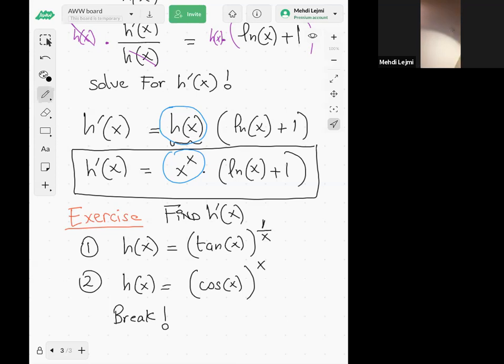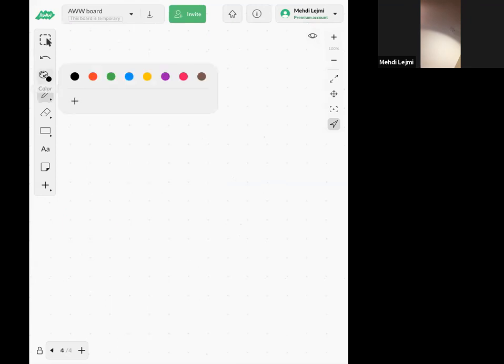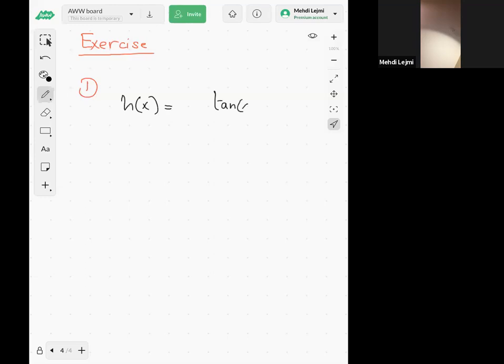All right, guys. So let's continue with this exercise. For number one, so let me just move to the next page. This is our exercise here. Okay, so for number one, we have h of x. So h of x is equal to tangent of x to the power 1 over x.